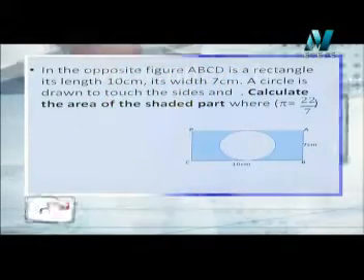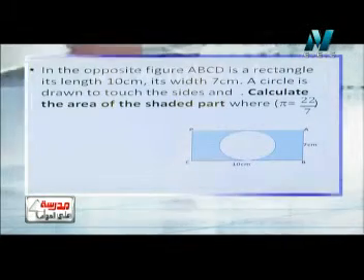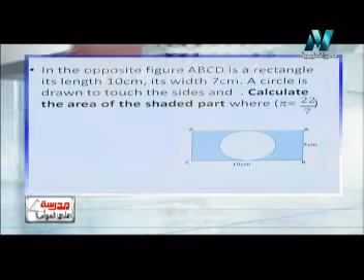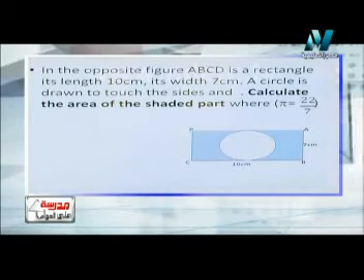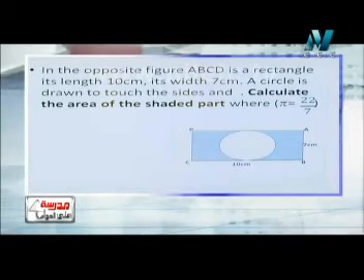The next example, in the opposite figure, ABCD is a rectangle. Its length is 10 centimeters, its width 7 centimeters. A circle is drawn to touch the sides. Calculate the area of the shaded part, where pi equals 22/7. To find the shaded part, we will find the area of the whole shape, then we will subtract the shape that is not shaded.